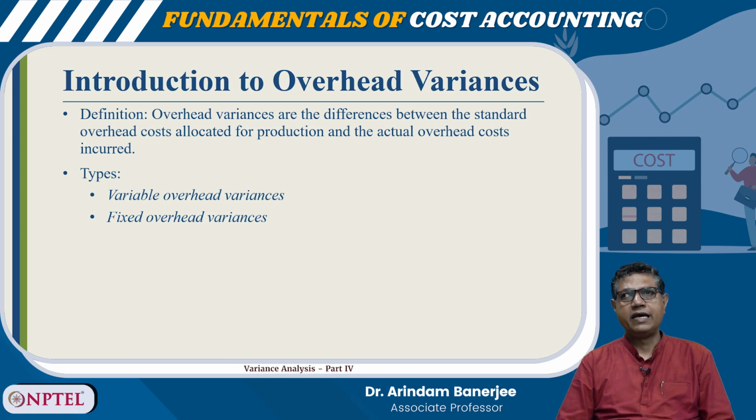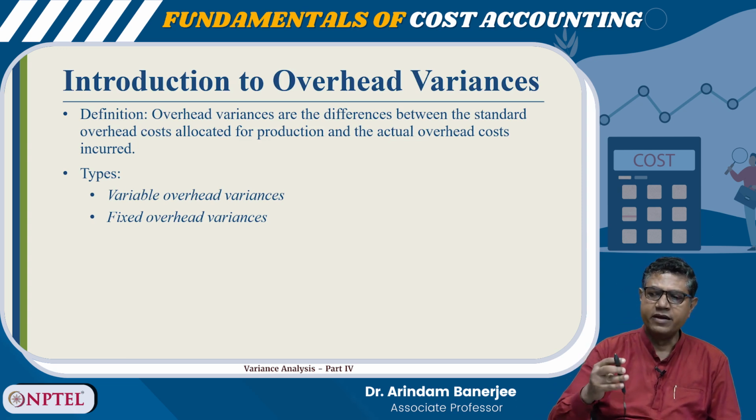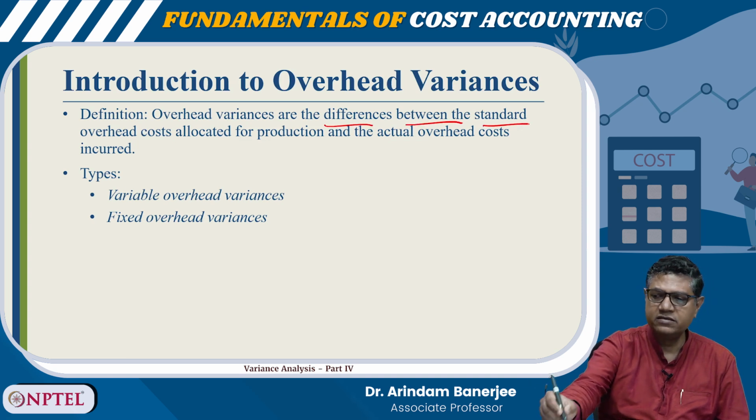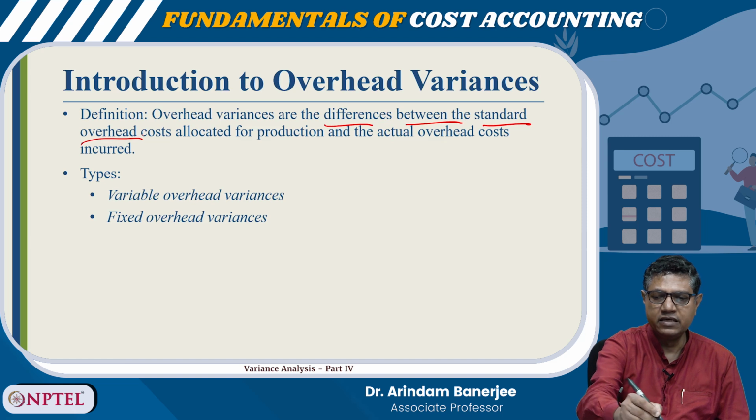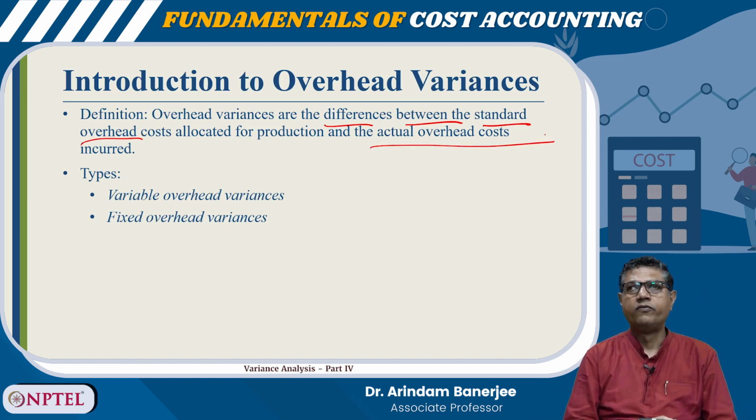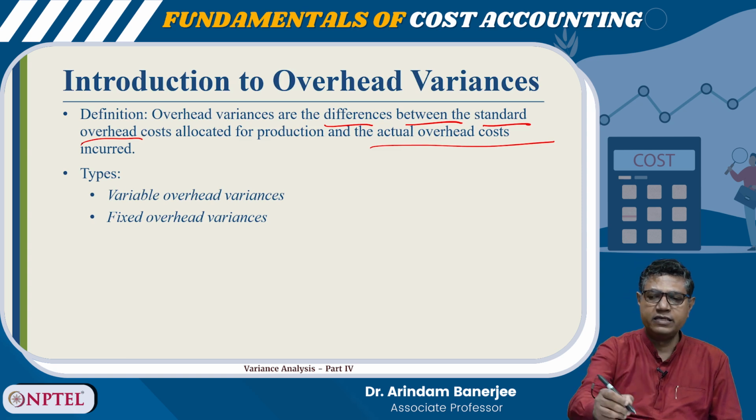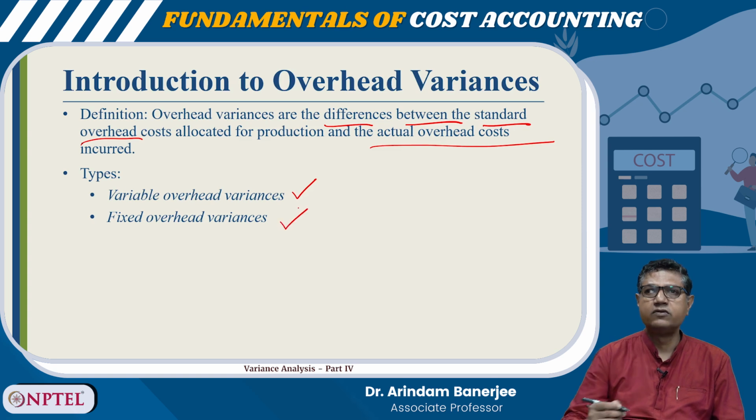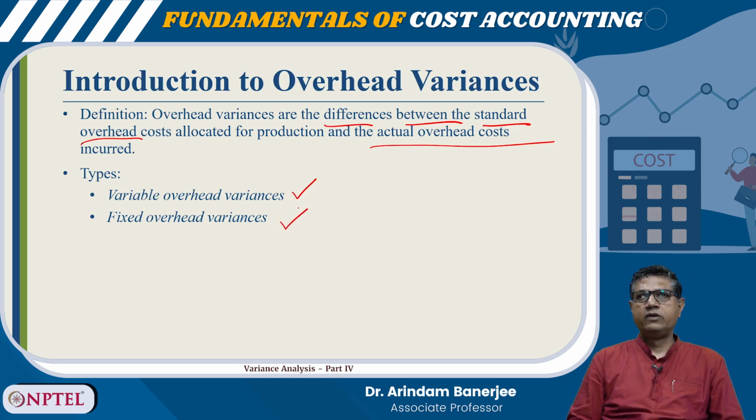And what are the types? It is just like material cost variance and labor cost variance. Here also it is the difference, right? It is the difference between the standard overhead cost and the actual overhead cost. So what are the types? There are two types. One is variable overhead variances, second is fixed overhead variances. So variable overhead variances and fixed overhead variances, these are the two types.